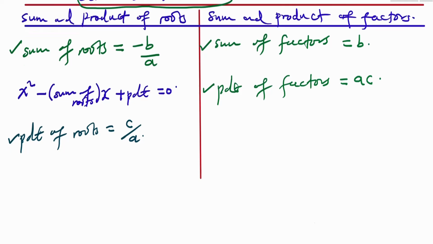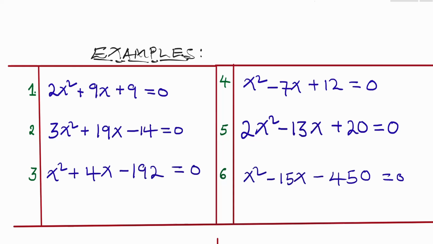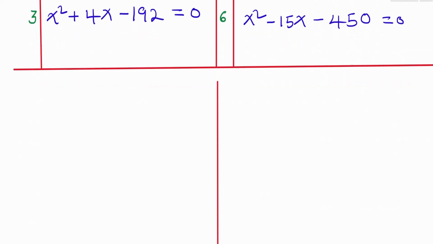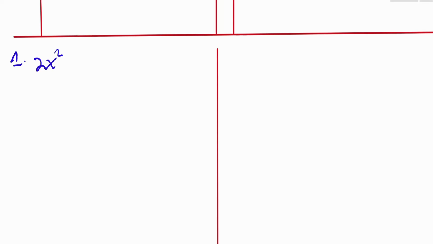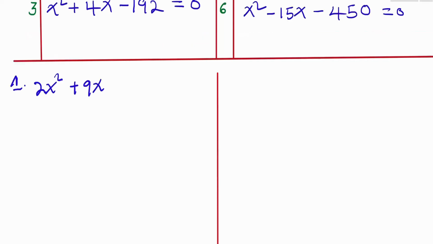Let's have examples. We have 6 examples in here, example 1 up to 6. Let's try them out. In each case of a quadratic equation in here, we are going to determine the sum and product of roots and also the sum and product of factors. Let's begin. Number 1, our quadratic equation is 2x squared plus 9x plus 9 equals 0.